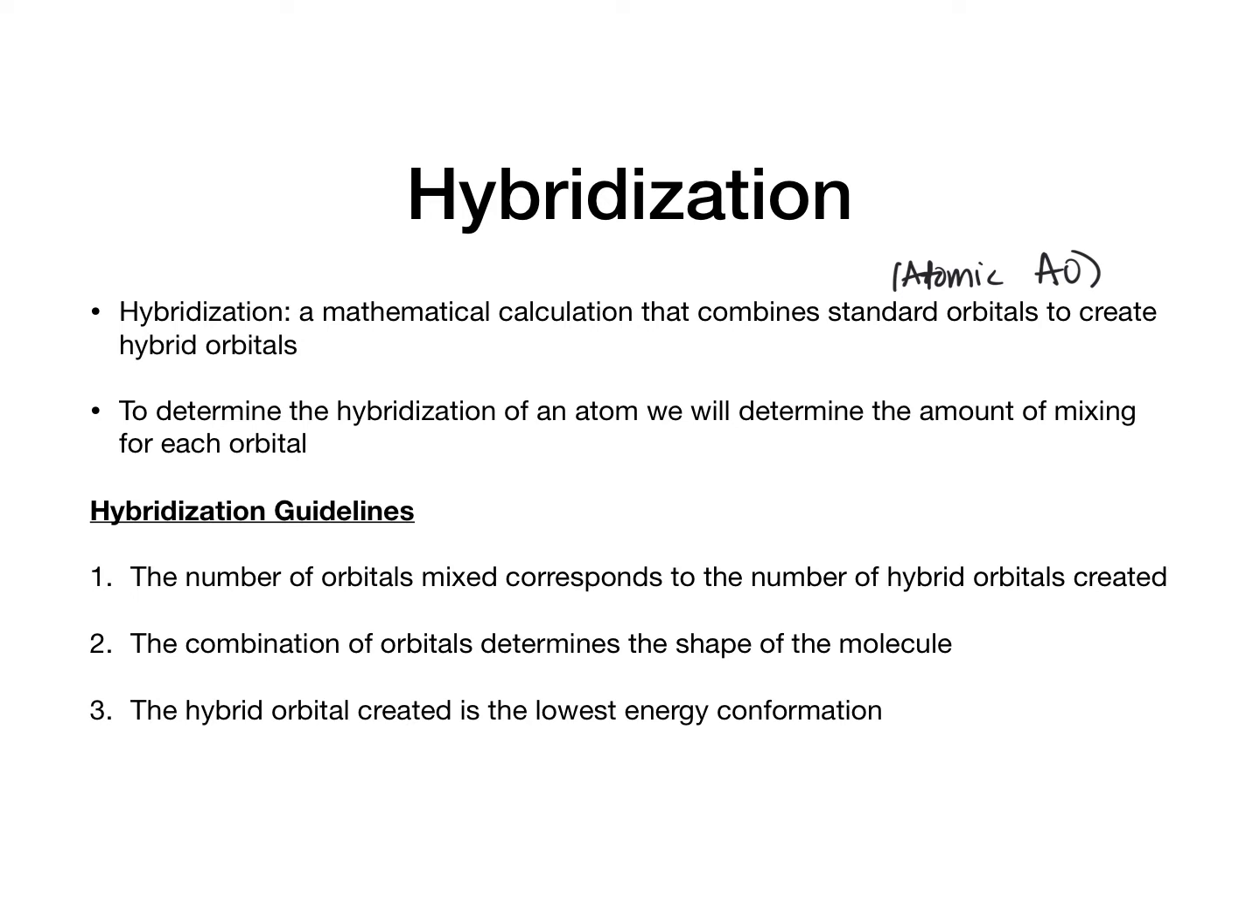The hybridization guidelines are pretty simple. The number of mixed orbitals corresponds to the number of hybrid orbitals created. This first one basically means that if you start with 3 atomic orbitals, you will get 3 hybrid orbitals. So it's a one-to-one interaction. If 2 things mix together, you will get 2 out. This combination of the orbitals determines the shape of the molecules that we're going to create. And the hybrid orbital created is the lowest energy conformation. So these 3 guidelines or rules are going to tell us about the different shapes that we can see.